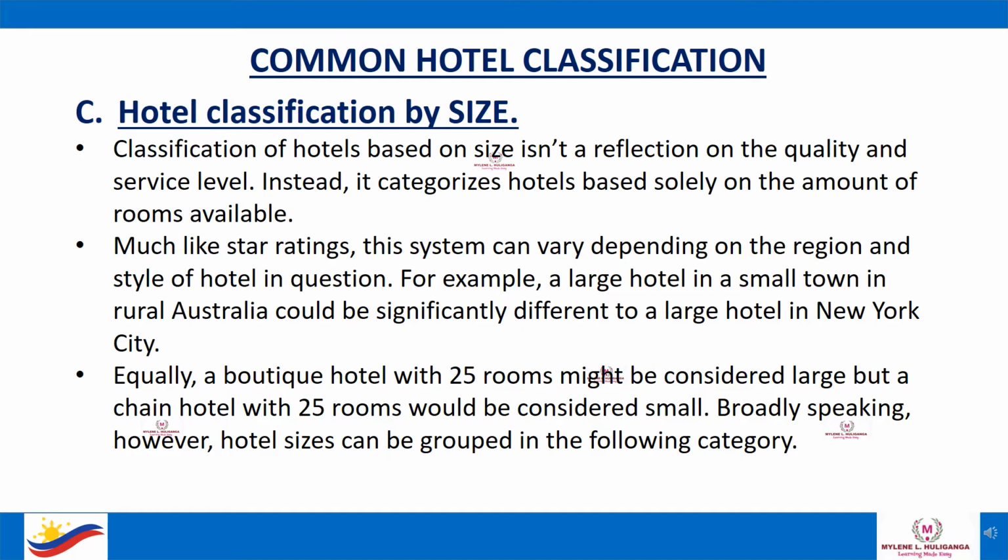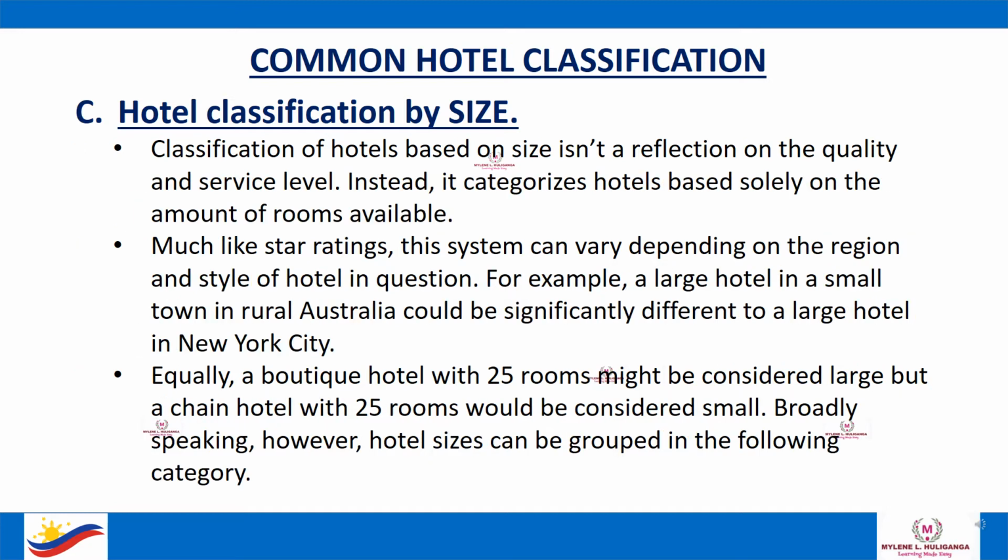For example, a large hotel in a small town in rural Australia could be significantly different to a large hotel in New York City. Equally, a boutique hotel with 25 rooms might be considered large, but a chain hotel with 25 rooms would be considered small. Broadly speaking, however, hotel sizes can be grouped in the following categories.